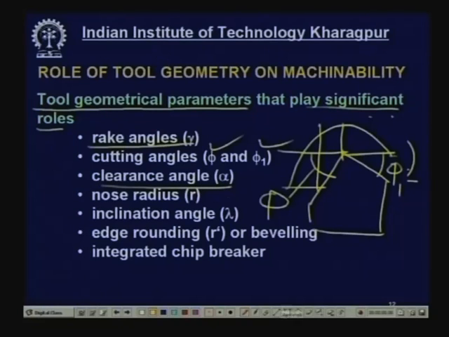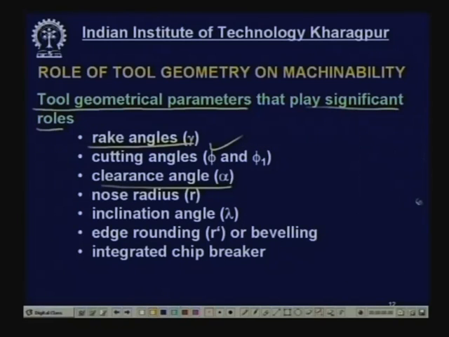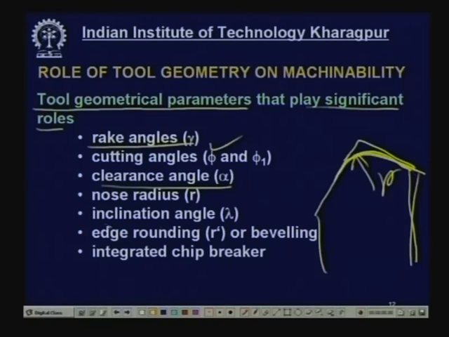And then what is nose radius? The cutting tool, instead of being kept sharp like this, is rounded. When it is rounded like this, its performance improves. That will be discussed later on. This is called radiusing, or nose radius r. Then there is the inclination angle of the cutting tool, and edge rounding.